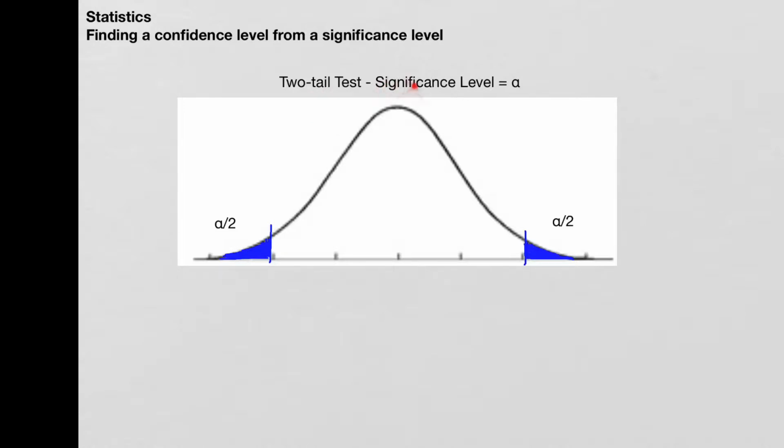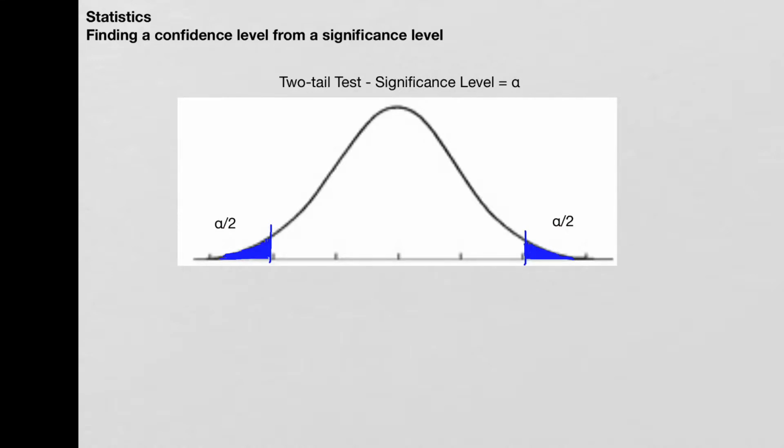And our significance level is alpha, as it always is in a hypothesis test, no matter whether it's a two-tail, a left-tail, or a right-tail test. In a two-tail test, alpha is split between the two tails. So we have alpha over 2 on the left and alpha over 2 on the right. So those are the two areas that make up the tails. When you add them together, of course, it makes alpha.